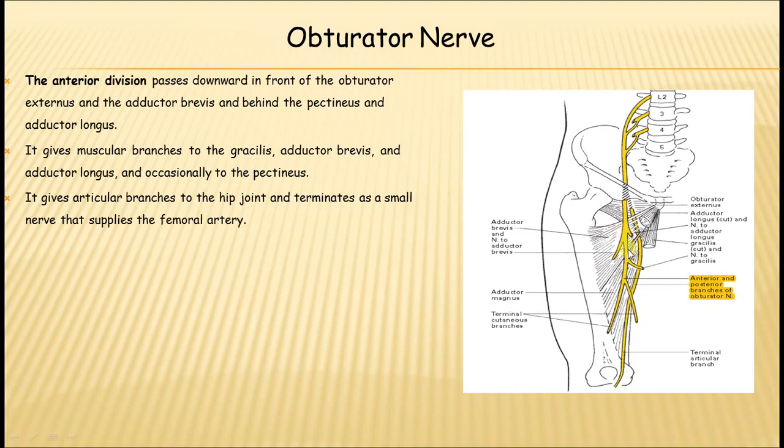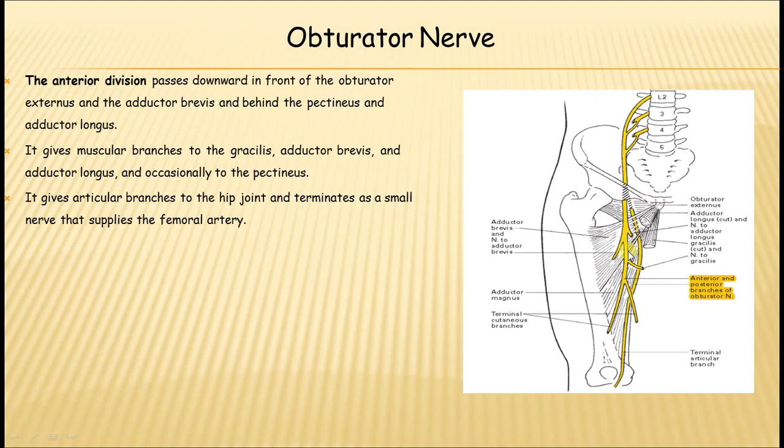And the anterior division also gives cutaneous branches, which take part in the subsartorial plexus, through which it is going to supply the medial side, the middle 1/3 of the thigh. So the anterior division gives muscular branches, cutaneous branches, vasomotor branches and also articular branches, four types.